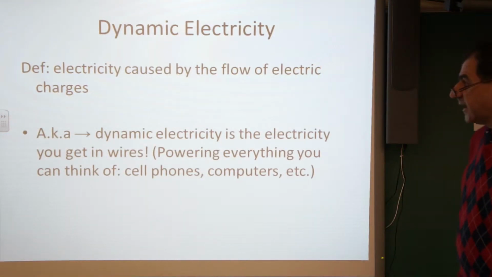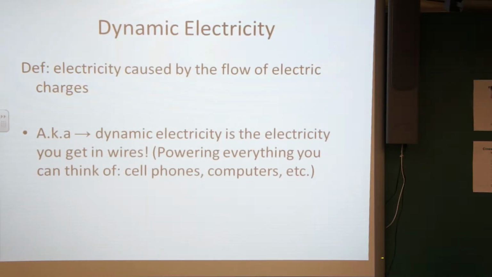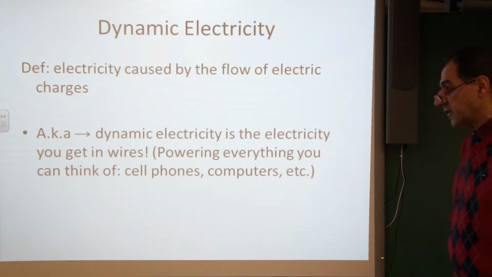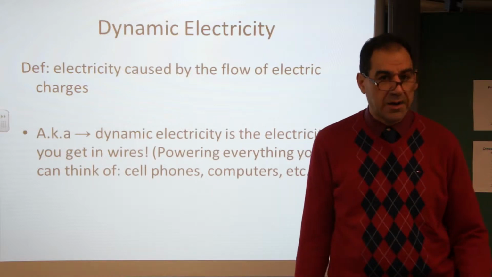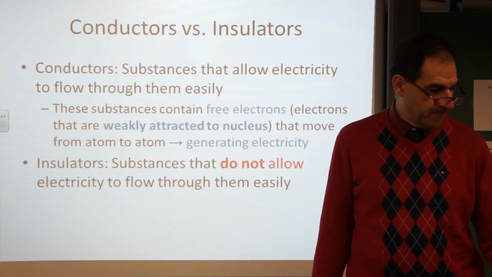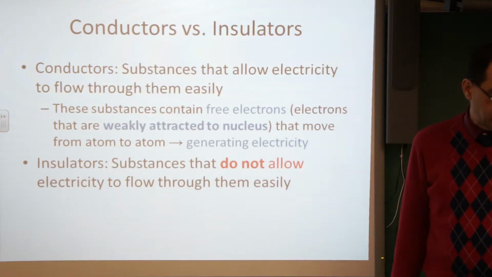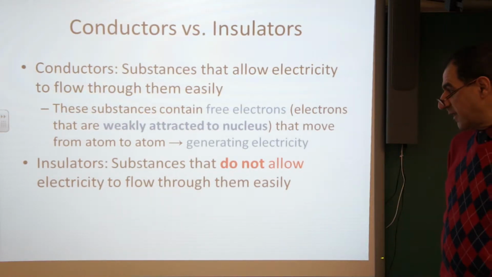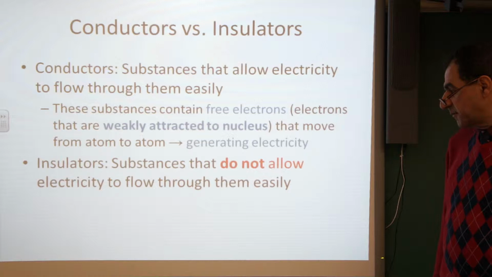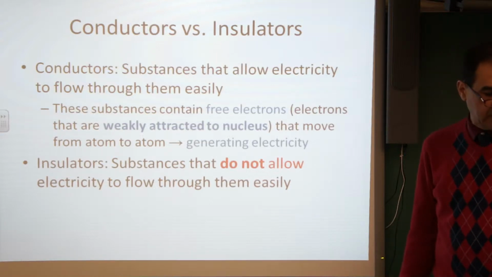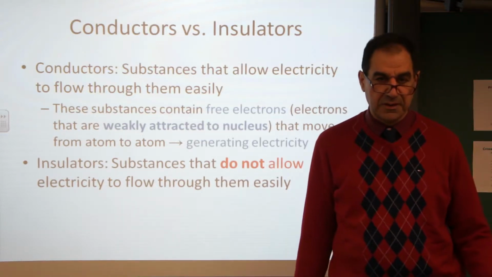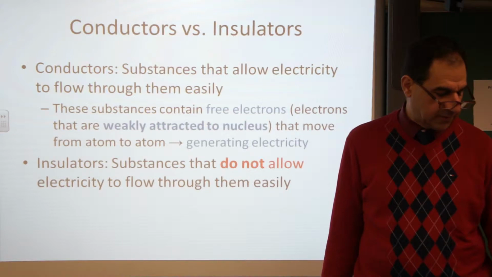So let's introduce dynamic electricity caused by the flow of electric charges. For example, dynamic electricity is the electricity you would get in wires. Conductors are substances that allow electricity to flow through them easily, while insulators are substances that do not allow electricity to flow through them easily. There's a difference between conductors and insulators.